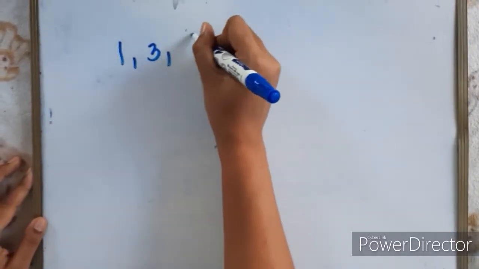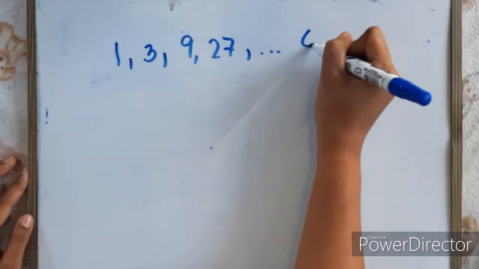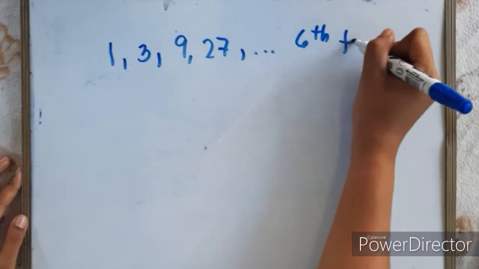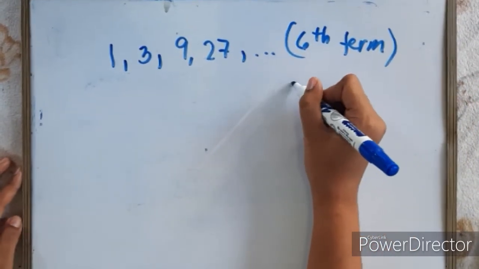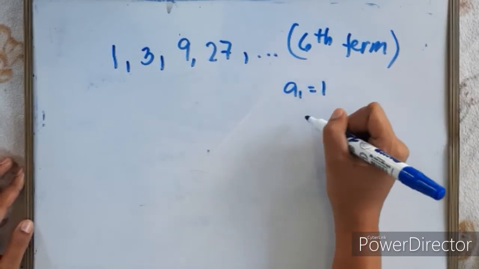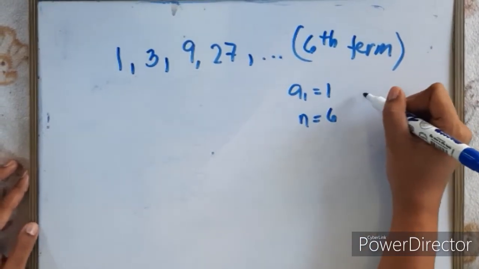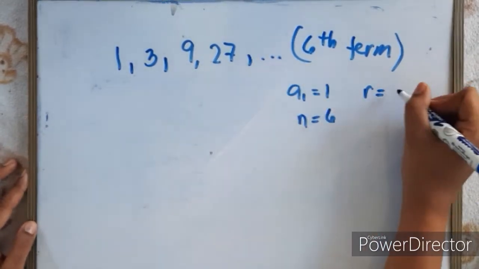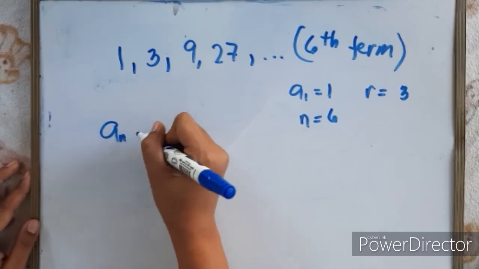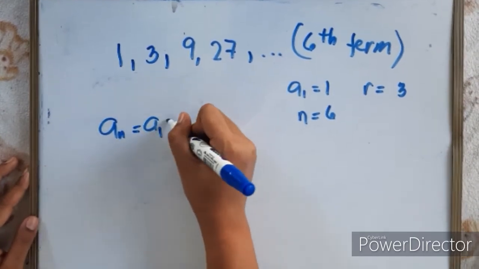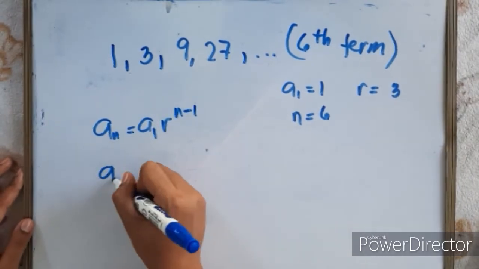Okay, next we have 1, 3, 9, 27, and you're going to solve for the sixth term of the sequence. Okay, a sub 1 is 1, our n is 6, and our r is 3. Using the formula, a sub n is equal to a sub 1 times r raised to the power of n minus 1.